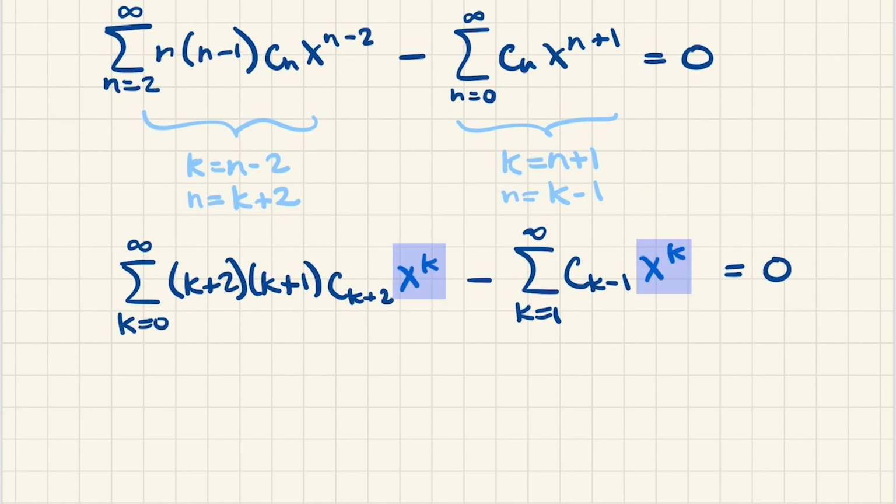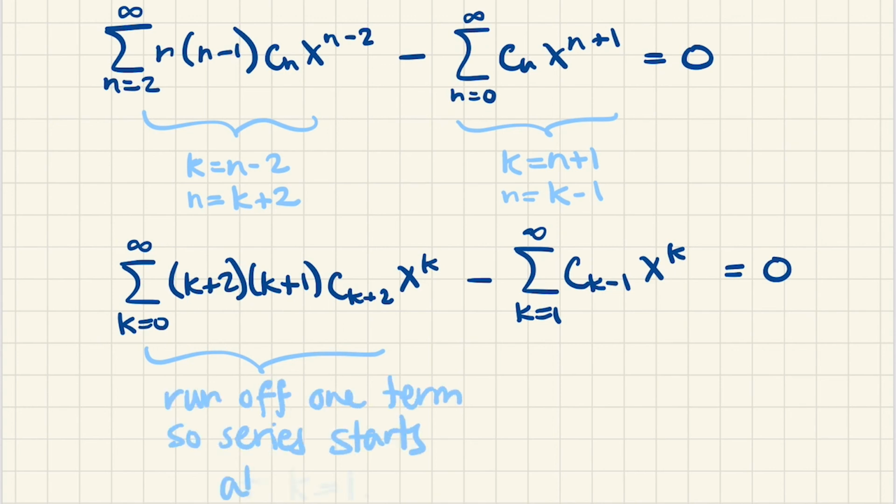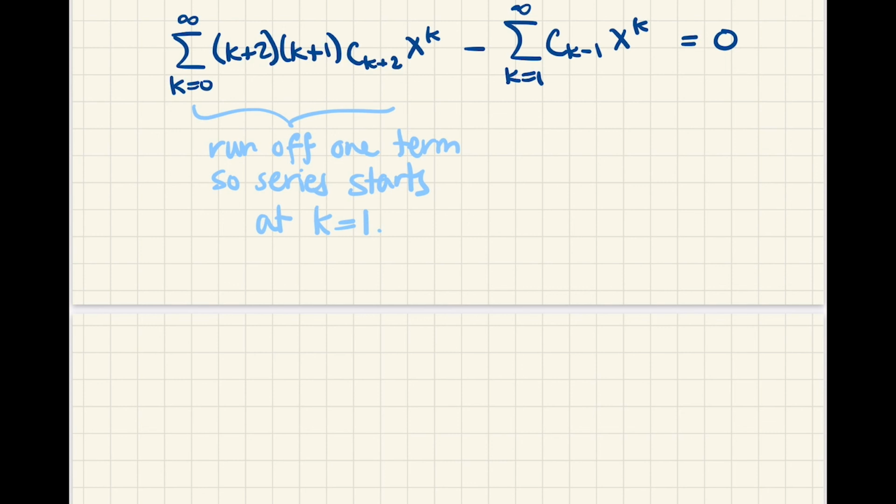Okay, so we have the power of x's agreeing with each other, but we do not have the first index of the series agreeing with each other. So we need to run one term out of this series so that it starts at k equals 1. And at that point, they'll both be starting at k equal 1. So running off one term of this series is plugging in k equals 0. So that would give us 2 times 1 times c2 x to the 0, which is just 1, of course. And now we have our series starting at k equals 1. And since both of them at this point start at k equals 1, why don't we just factor that sigma out of both of them right now, as well as the x to the k will factor on the right-hand side. So we have this thing.